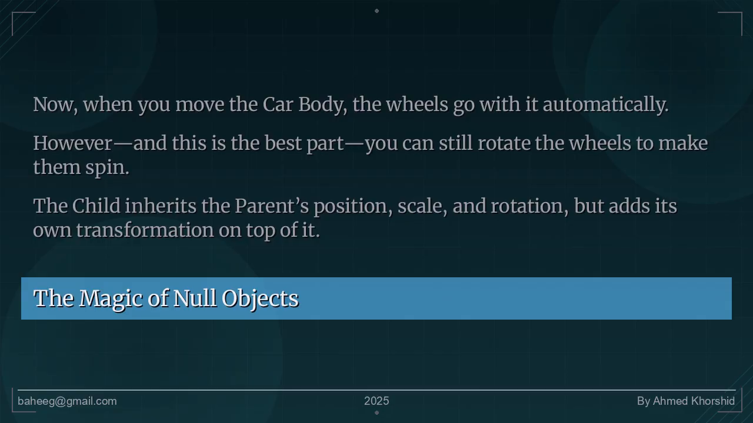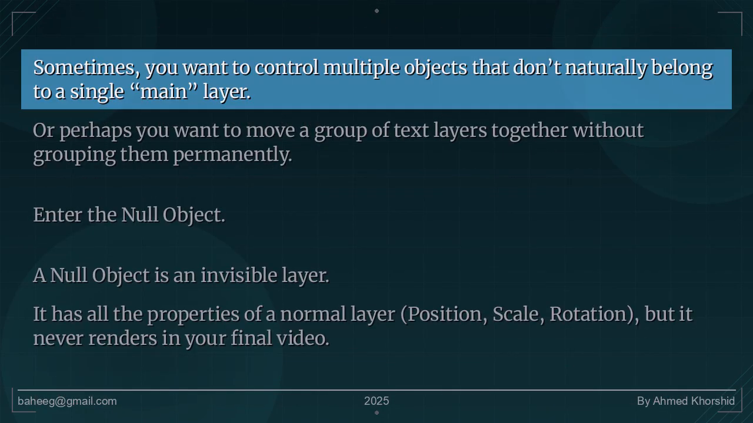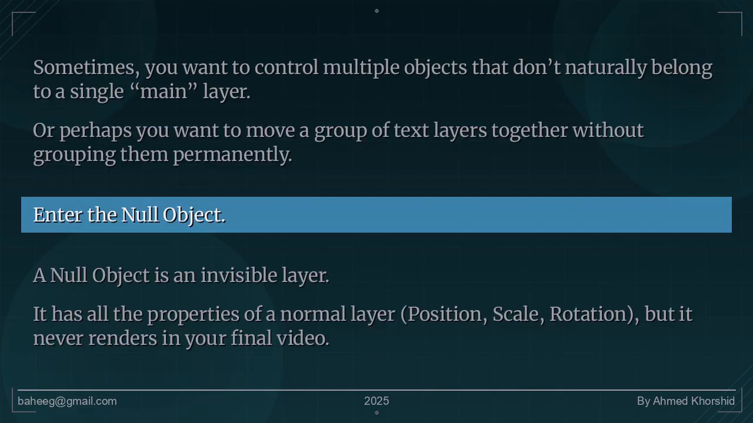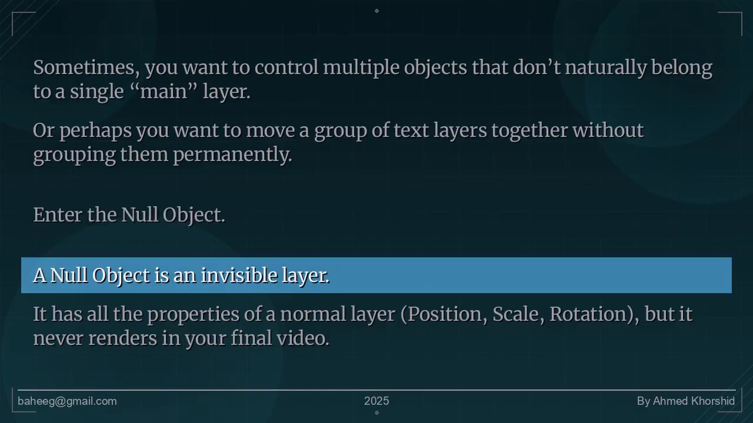The magic of null objects. Sometimes, you want to control multiple objects that don't naturally belong to a single main layer. Or perhaps you want to move a group of text layers together without grouping them permanently. Enter the null object. A null object is an invisible layer.